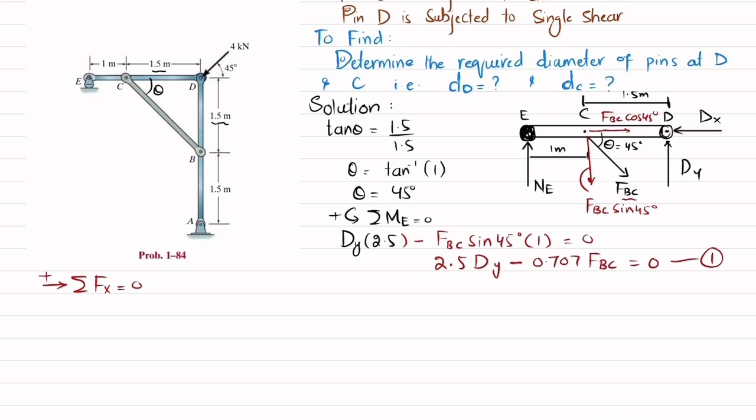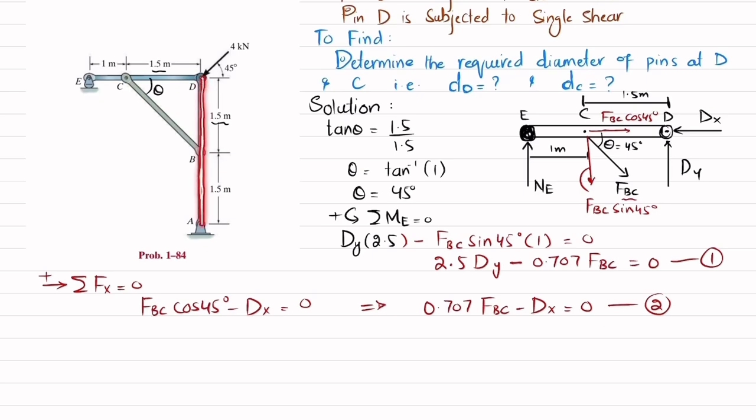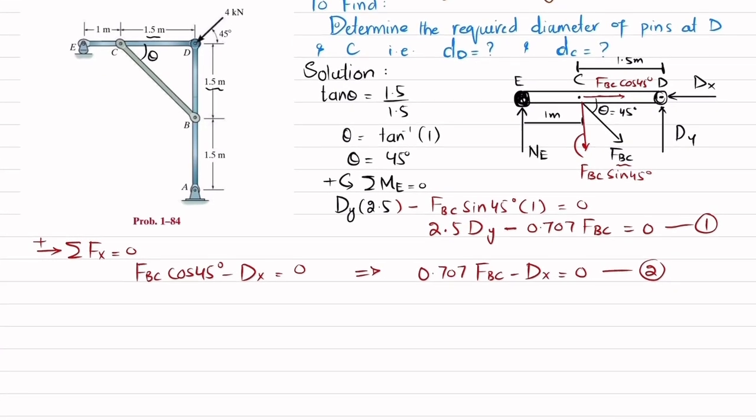Their sum must be equal to 0. So I will write FBC cos of 45 degree minus dx is equal to 0. So from here, cos of 45 is 0.707, FBC minus dx will be equal to 0, and this is your equation number 2. Now what we will do is take the free body diagram of this ABD member.